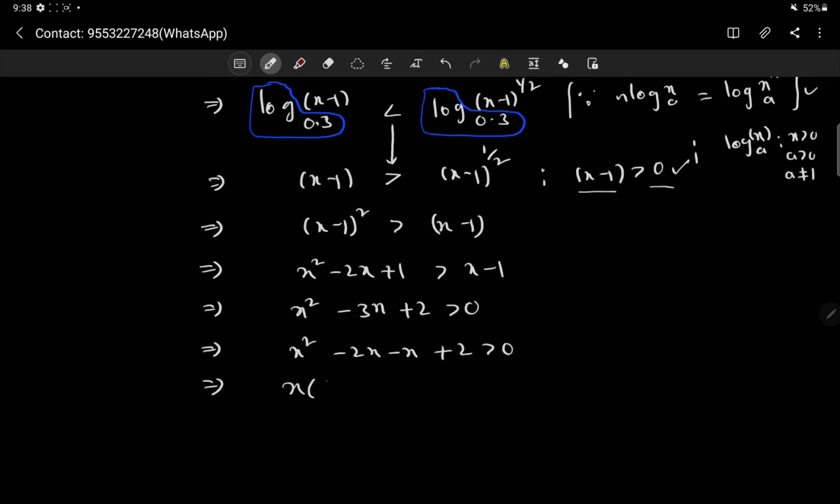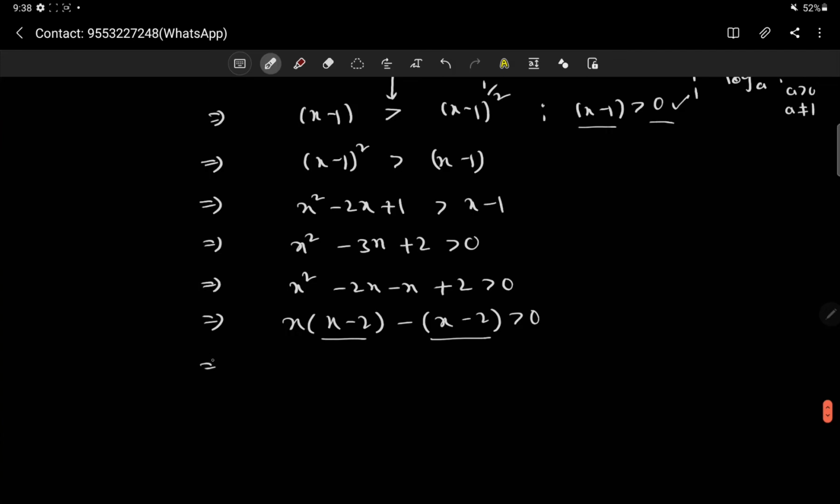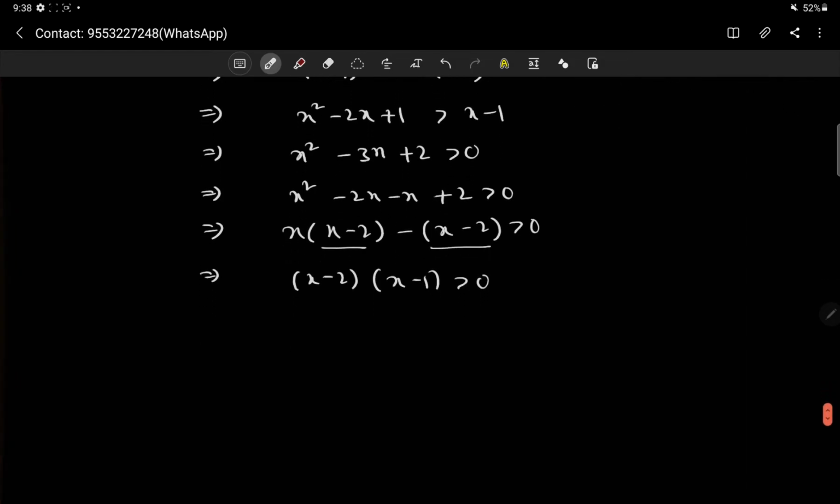You take x as common, you will have x minus 2. You take minus as common, you will have x minus 2 greater than 0. Here x minus 2 is there, here also x minus 2 is there. That can be taken as common. Then we get (x minus 2)(x minus 1) greater than 0. Now taking the real line, you will have 1 here, you will have 2 here.